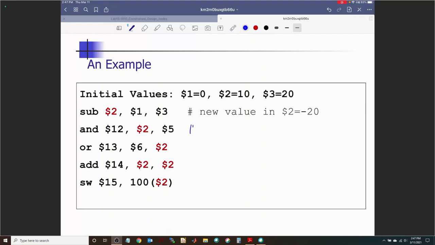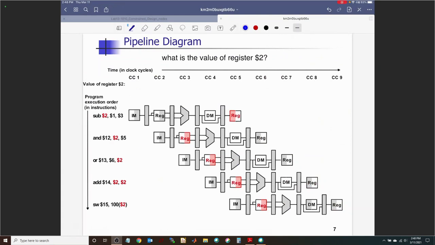One, I want to talk about the value of $2 at each of these steps. There is a possibility that there might be some confusion because of the data hazard being present. So that's one thing I want to fill out on this table here, on this slide here. But what I'm going to use as a reference is a complete pipeline diagram for all these 5 instructions that were listed on the previous slide. So actually, I can monitor the value of register 2 per clock cycle right here. So I'll just fill out these blanks.